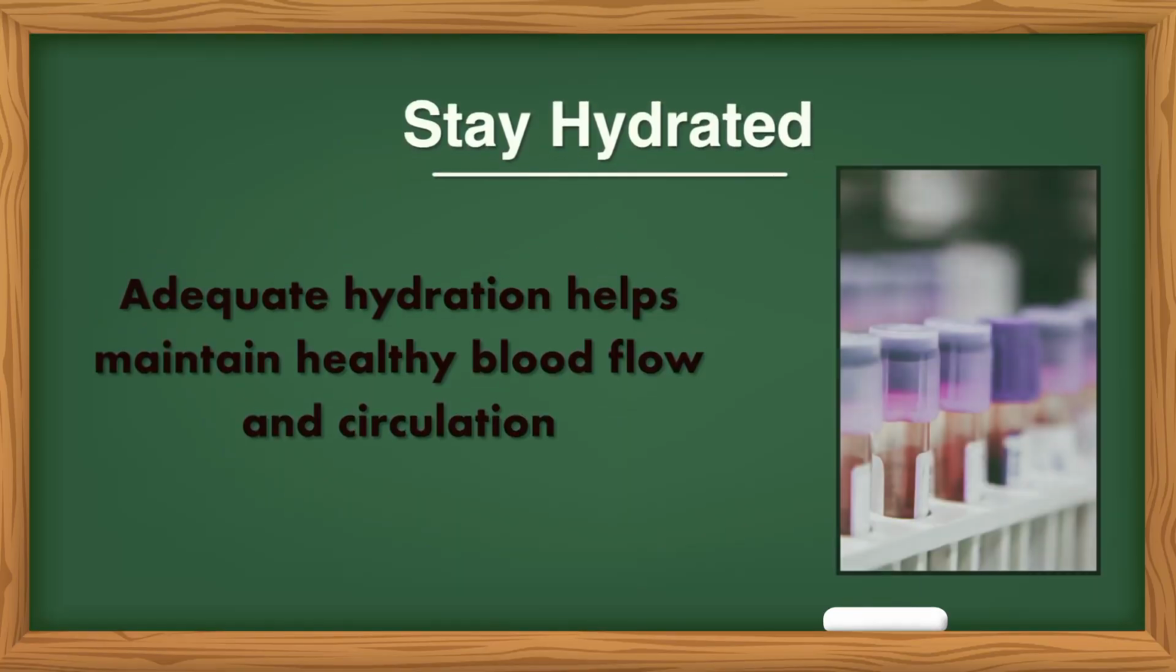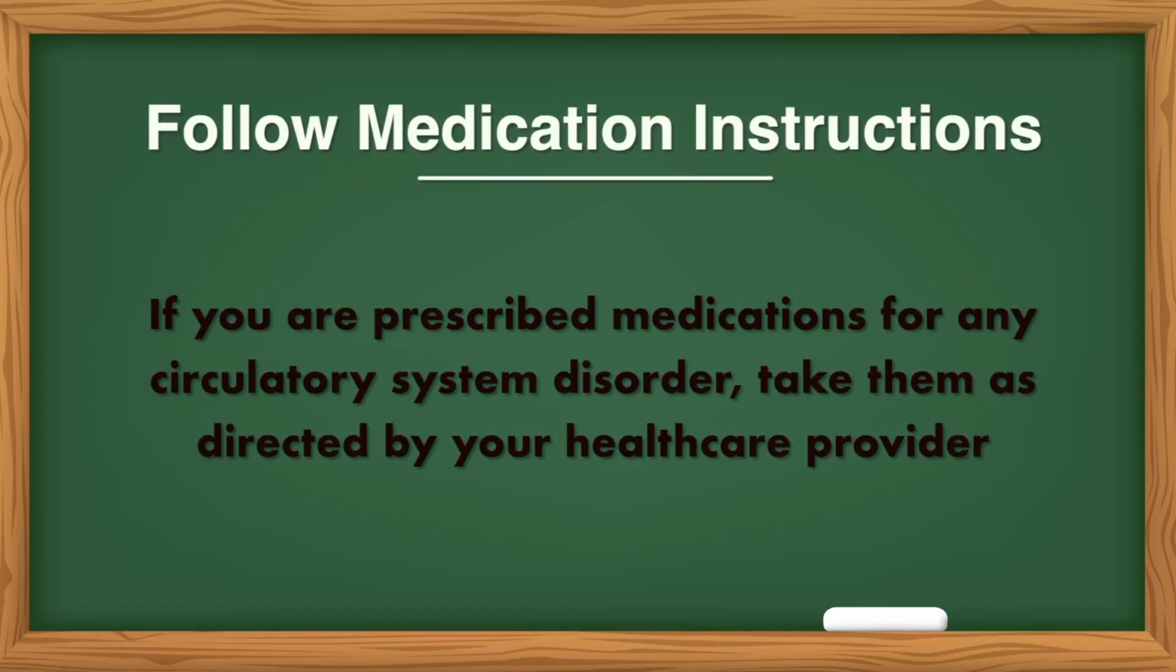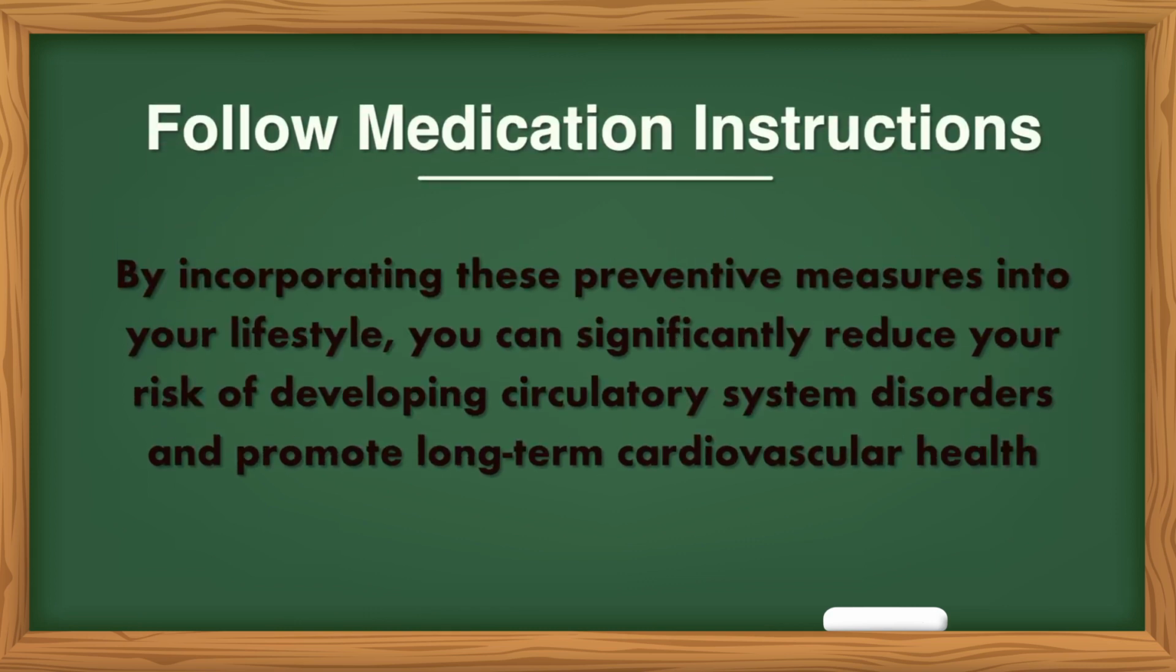Next, the easiest way to keep ourselves at bay from disorders of the circulatory system is to keep ourselves hydrated continuously. Adequate hydration helps to maintain healthy blood flow and circulation. The next preventive measure is to follow medication very seriously. If you have been prescribed medication for any circulatory system disorder, it needs to be taken as directed by the healthcare provider, and never on your own.